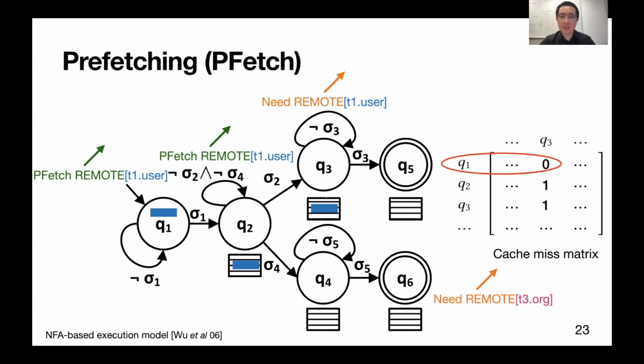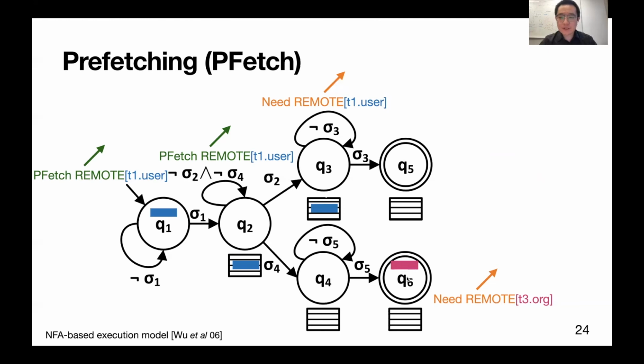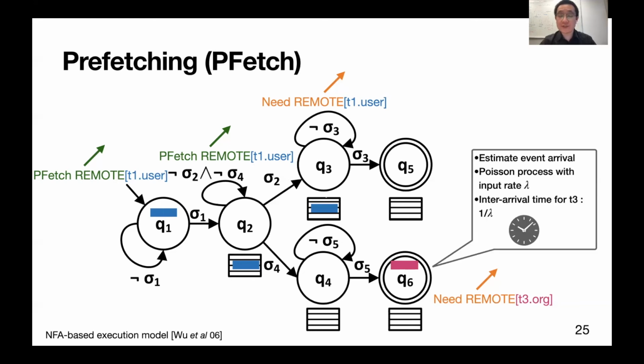However, there is a situation such that the index of remote data is not derived from its predecessor's partial matches. For instance, here at state Q6, it needs the remote data, which is indexed by the T3 event's organization value. However, this value is only known when the event T3 comes to the CEP engine. Therefore, we need to estimate the arrival time of event T3. To this end, we model the event arrival as a Poisson process, and then we can estimate the inter-arrival time for event T3. Based thereon, we set a timer to trigger prefetching.